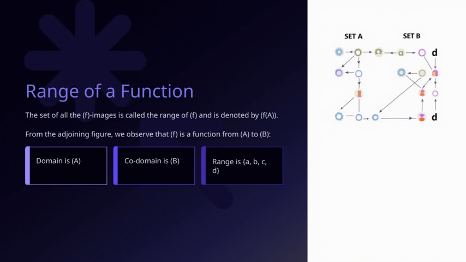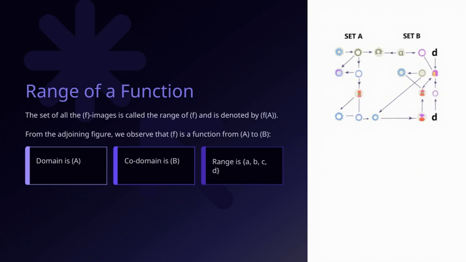Let's take a closer look at this slide. The range of the function is a set that includes the elements b, c, d. Now, the codomain is given as B, which is the set where the output values of our function are taken from. The domain, on the other hand, is A, which is the set of all input values for our function. From the adjoining figure, we can see that f is a function from A to B. This means that for every element in the domain, A, the function assigns exactly one element in the codomain B.